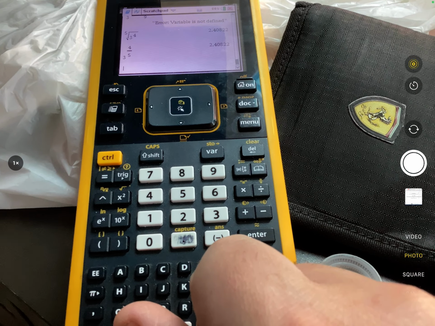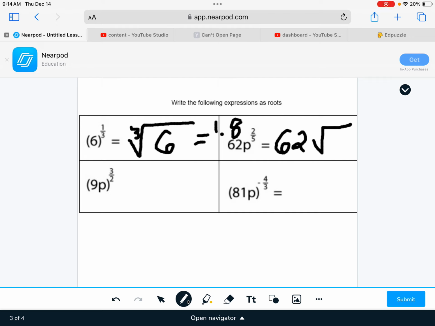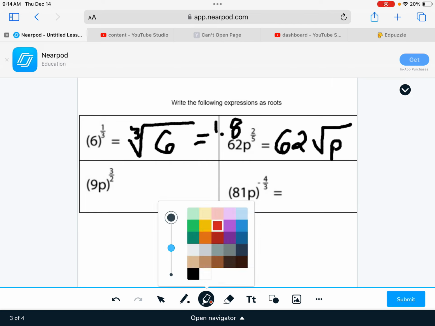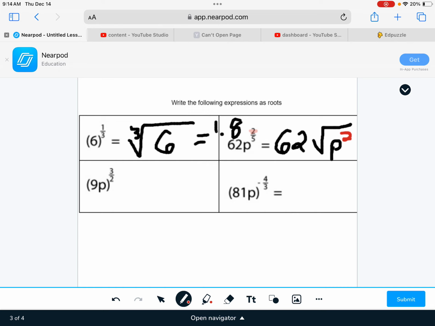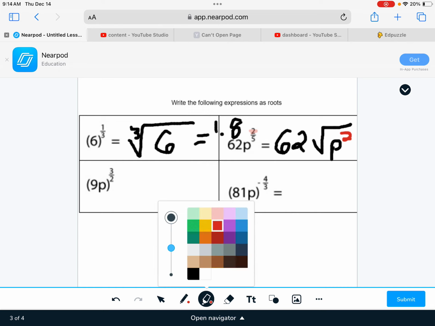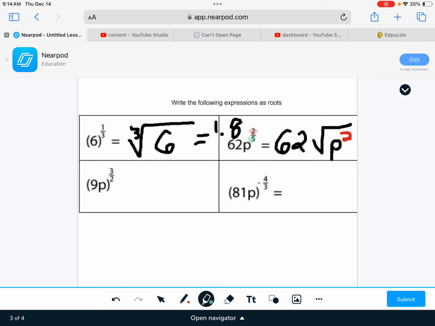For the 62p to the 2/5, the 2/5 is only being applied to p. It doesn't actually need to get applied to the 62 because that exponent is only applied to the base that's right next to it. So that p is going to get the 2, which is trying to make it bigger. It's going to stay trying to make it bigger by being p raised to it. And then the 5, which tries to make it smaller, is going to be the 5 that goes out here. And that's the most that we can do to simplify this.